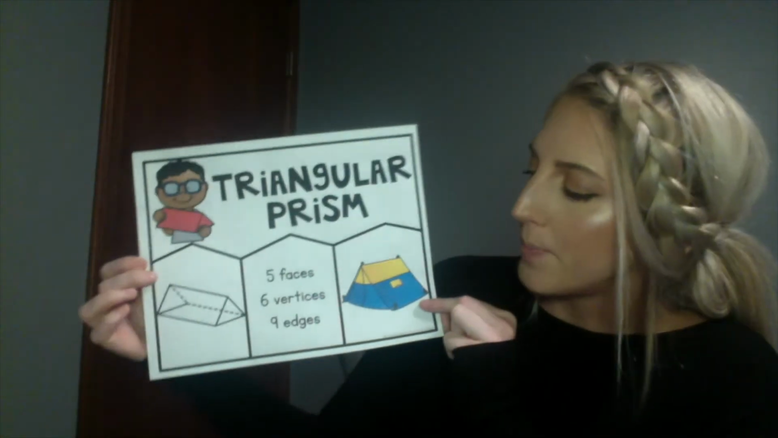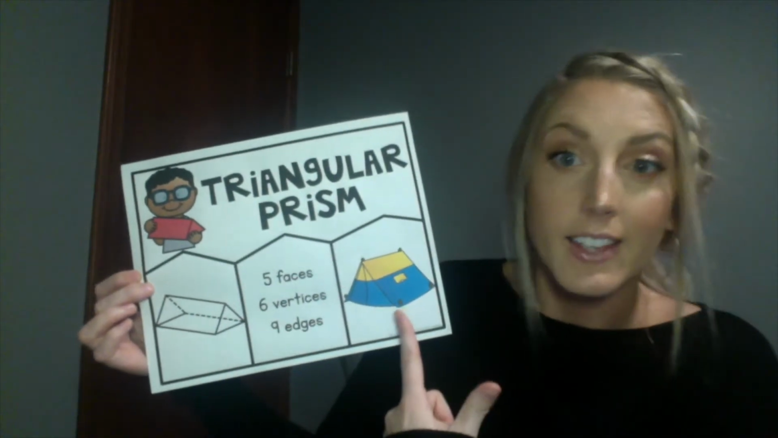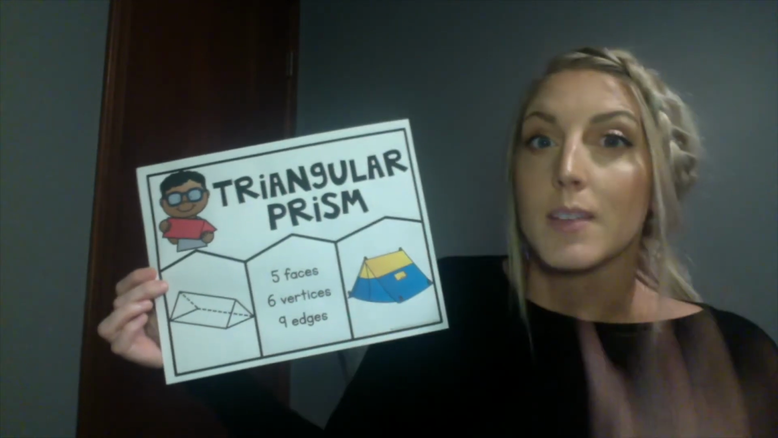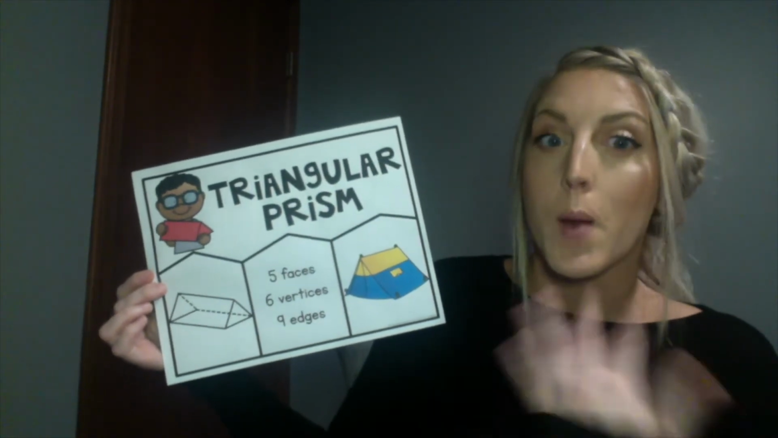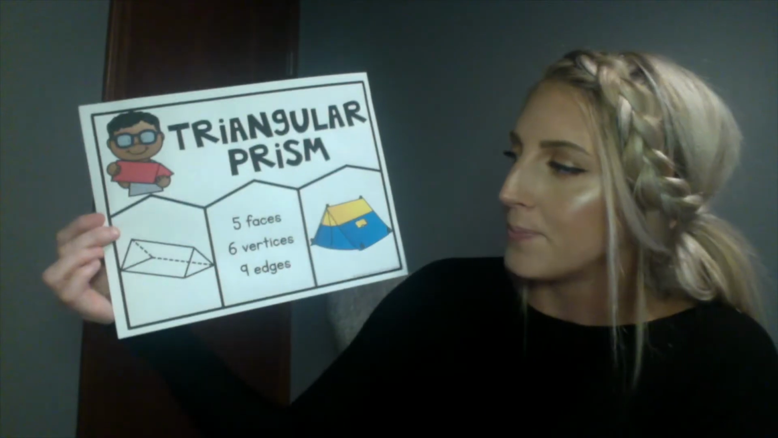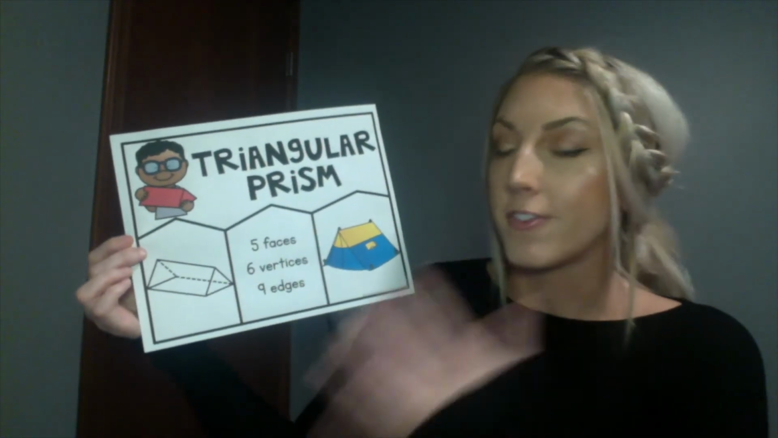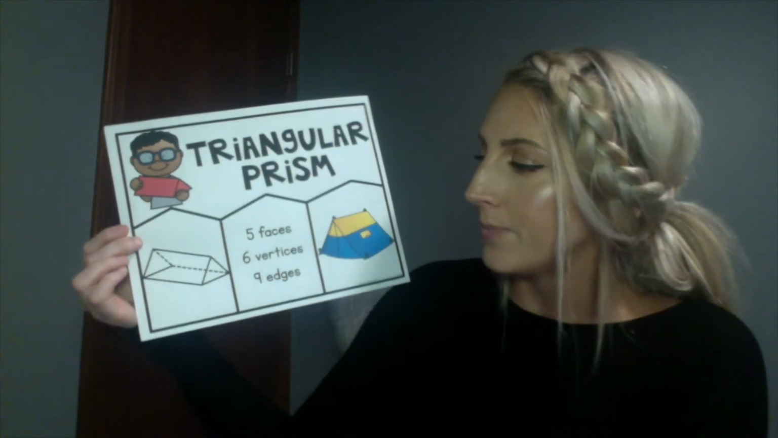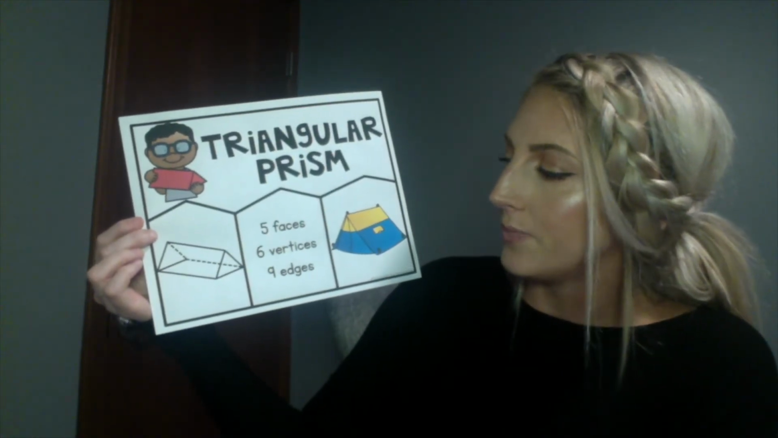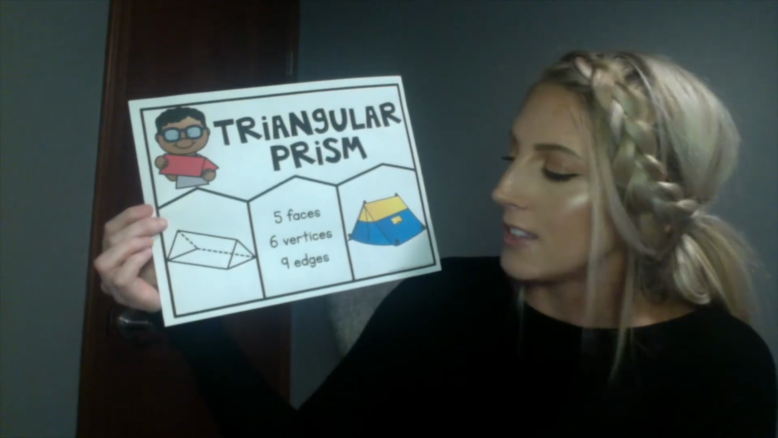triangular prism. And their example for this is a tent. Have you ever slept in a tent? That means you've slept in a triangular prism, if your tent looked like that. So triangular prisms have 5 faces. Remember, faces are flat sides or surfaces. They have 6 vertices, and they have 9 edges.